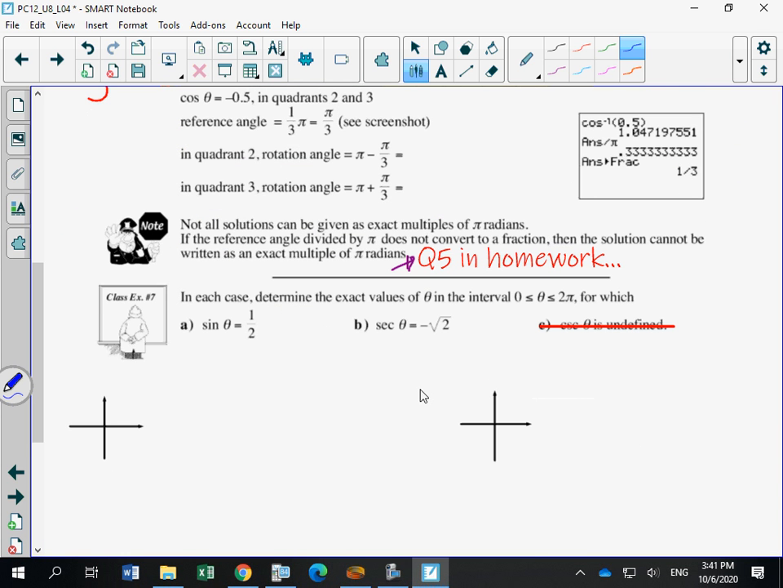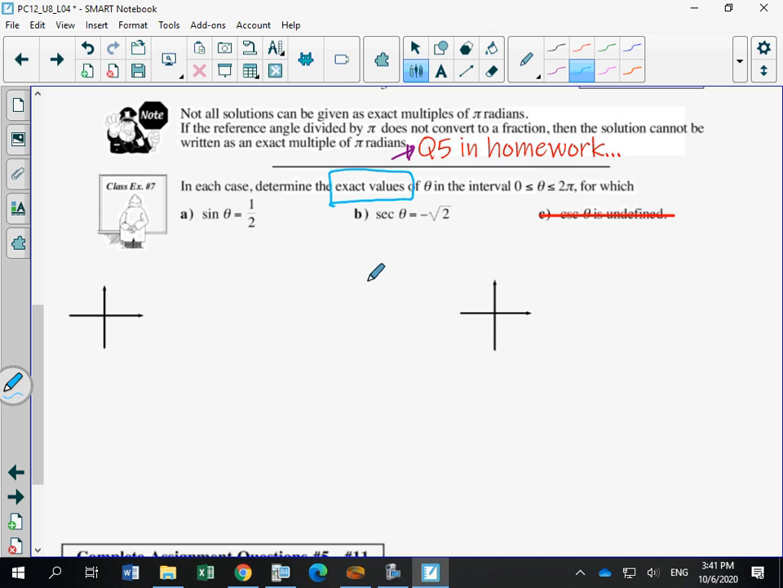So let's do this last class example. In each case, determine the exact values of theta within this domain here. It tells us we want to be in radians, and the clue that they want us to do this is that they use the words exact values, and that means no decimals. Okay, sine theta equals 1/2. According to the CAST rule, sine is positive in quadrant 1 and quadrant 2. So I'm going to have 2 different answers because both of those answers are within this domain here.